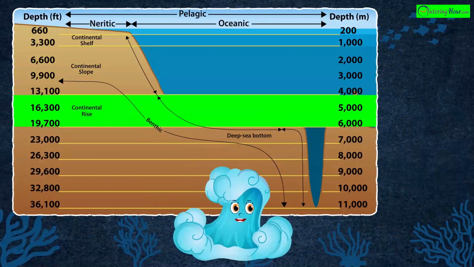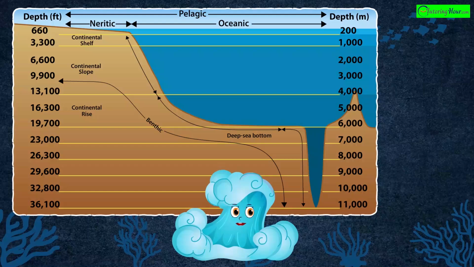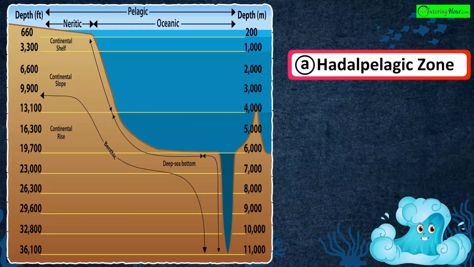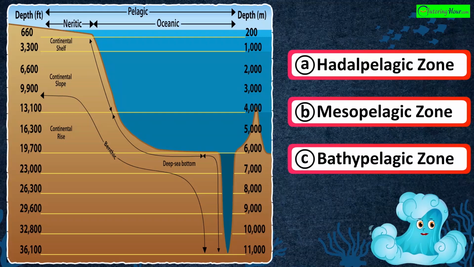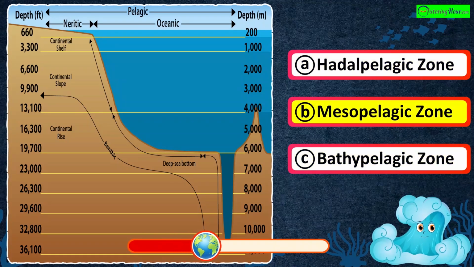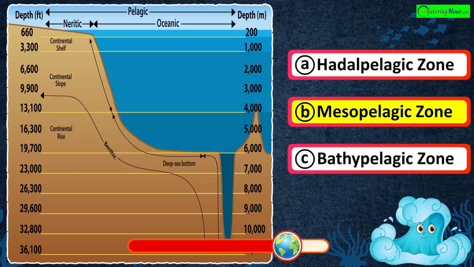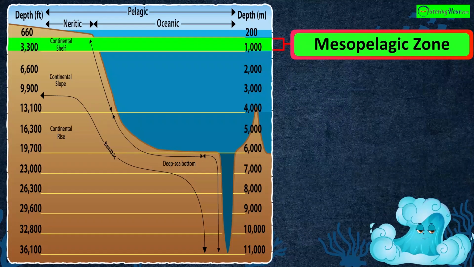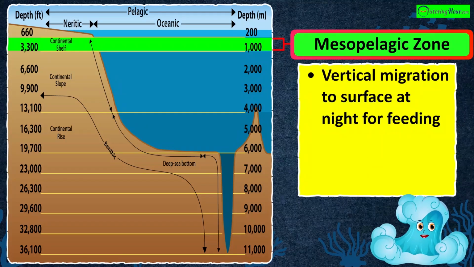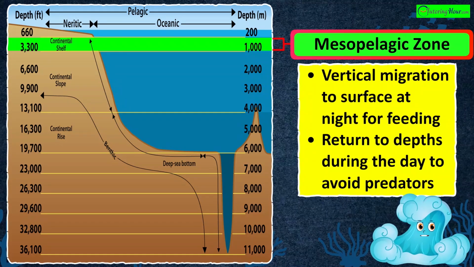In which zone does the vertical migration occur? Is it A. Hadal-pelagic zone, B. Mesopelagic zone, or C. Bathypelagic zone? The correct answer is the Mesopelagic zone. Here, animals migrate vertically to the surface at night to feed, and then return to the depths during the day to avoid predators.